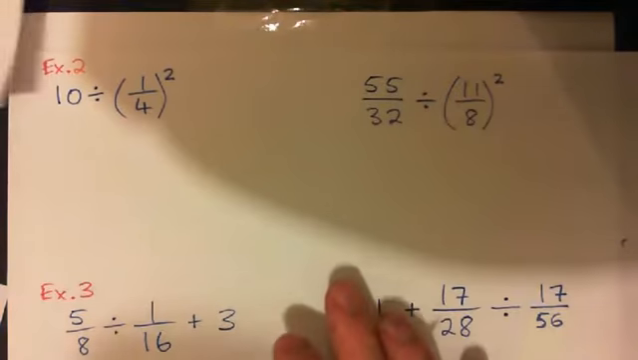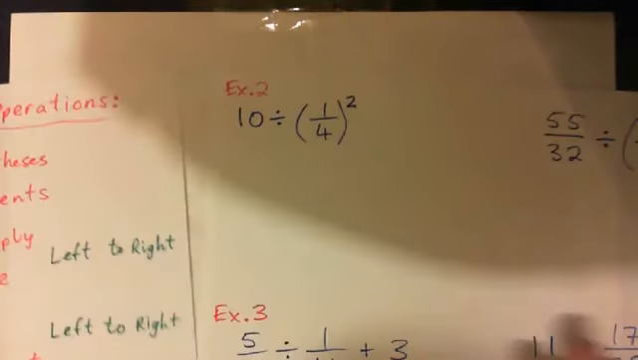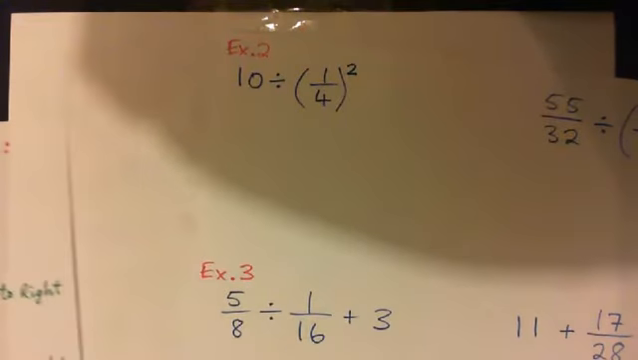Okay, so let's have a look at example 2, these guys. How about 10 divided by 1/4 squared? And we'll bear in mind what the order of operations is.